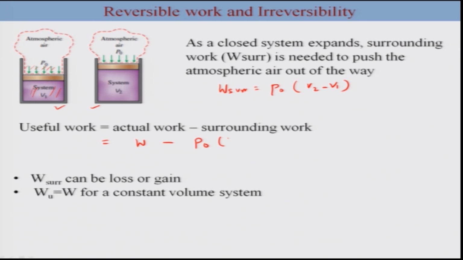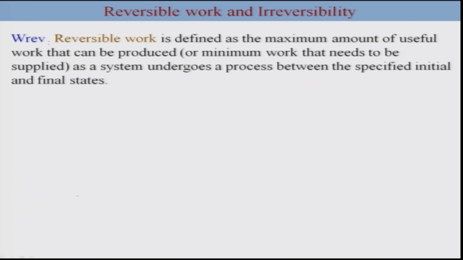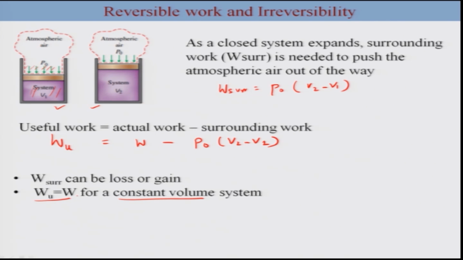So, this is going to be W surrounding. This could be a loss or a gain. For the case of a gain, one can consider when the system undergoes compression, where the atmospheric pressure helps the compression process, and thus W surrounding represents a gain. For a constant volume system, your useful work, which we would write with a subscript U, is simply W. So, that was the definition of useful work.